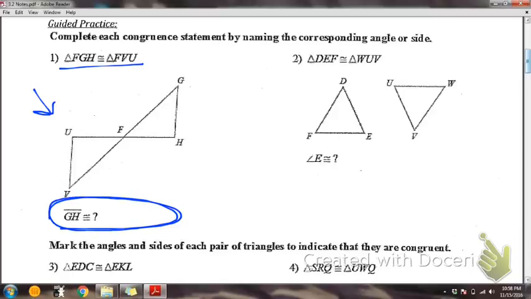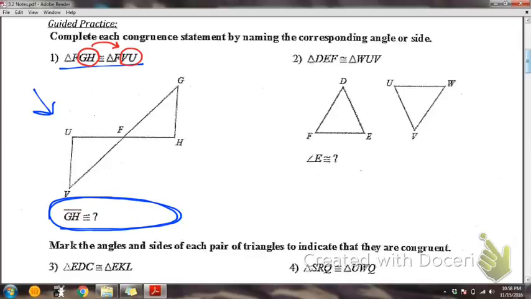If you are purely looking at the diagram, you might be able to make a good guess, but we are not all about guessing. We want to be sure. So let's go back to the congruency statement and not the diagram. We are looking for segment GH, and GH is the second and third. So over here in this triangle FVU, it corresponds with VU. Would you guys agree with that?